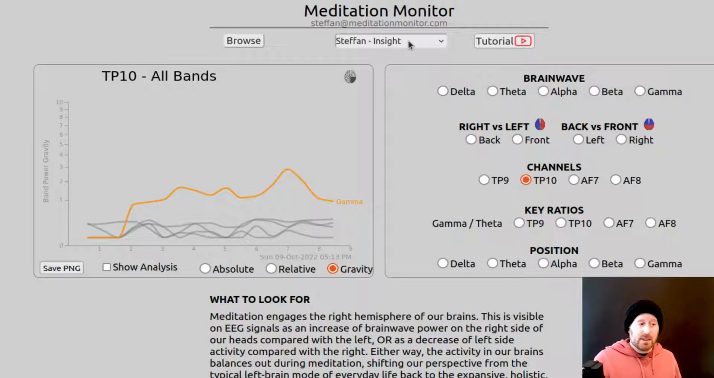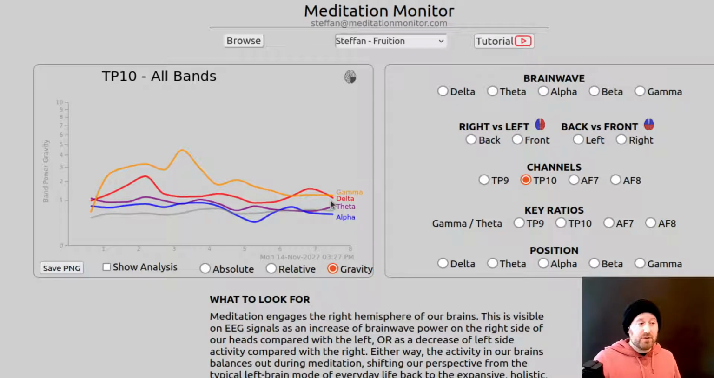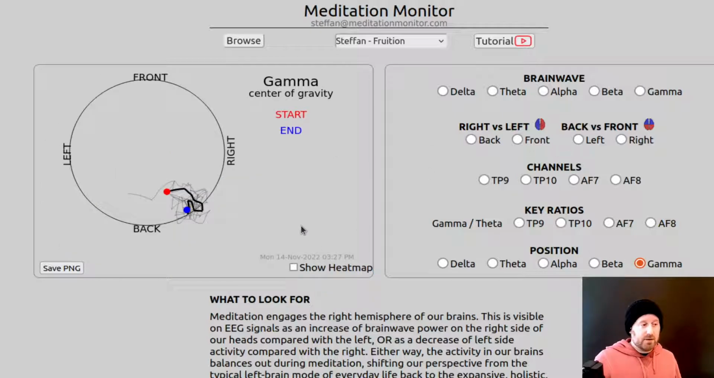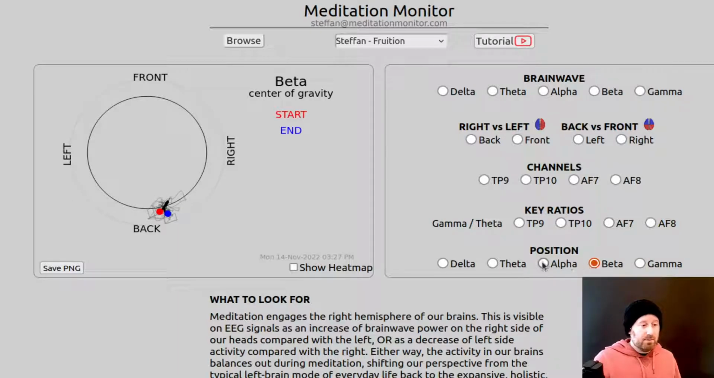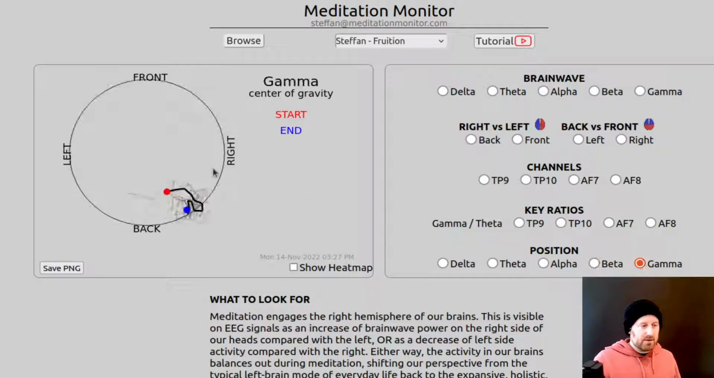So I was very interested to see that for this, what I evaluated in myself to be an even more interesting state. Not only is gamma high, but the other bands are now also participating. And what that means is if you look at the position charts, gamma, again, there it is, very, very highly focused on TP10. But in this case, the other bands are also shifted to the right here. So everything is now in this quadrant. All the band activity is focused back here.